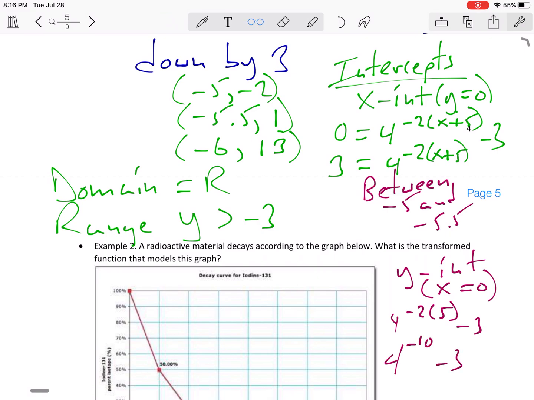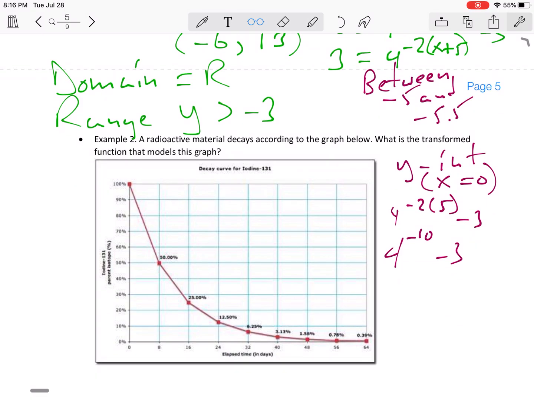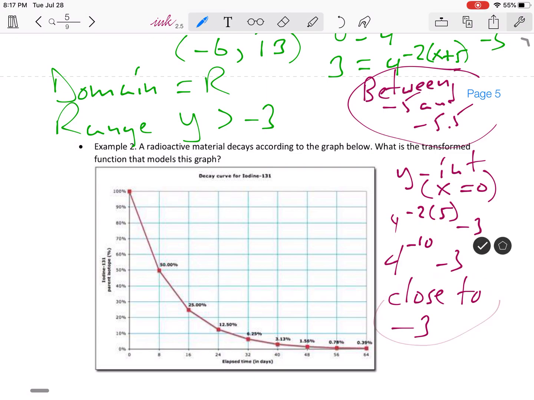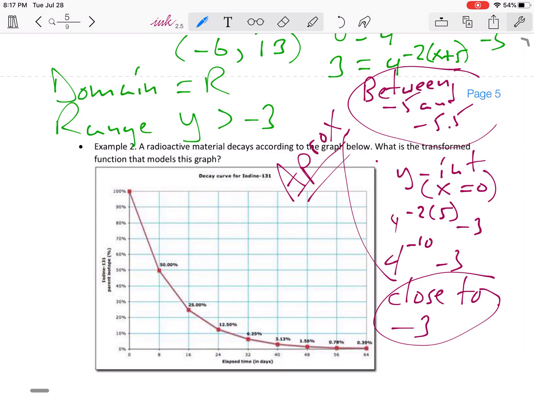Now, if you do that in your calculator, what you're going to find is that 4 to the power of -10 is a really, really, really tiny number. And then when you minus it by 3, it's going to be very close. Again, I'm giving an approximate answer here. This is going to be close to -3. So both of these answers that I've just given for the intercepts, between -5 and -5.5 and close to -3, these are approximations. They're not exact answers. Like I said, I'll show you how to get exact answers later on.